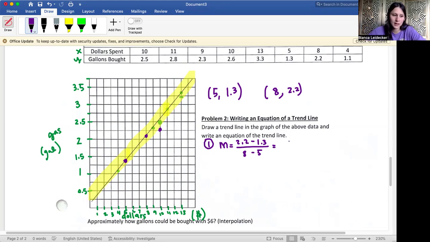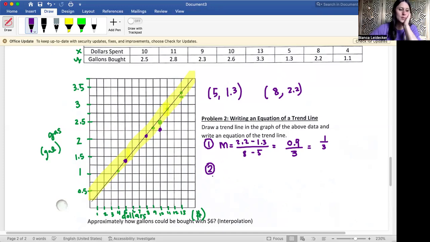So 0.9 over 3. I might round this up to like 1 over 3. Who knows? I don't know if that's worth rounding, but 1 over 3 maybe. And then step 2 is to write your equation.